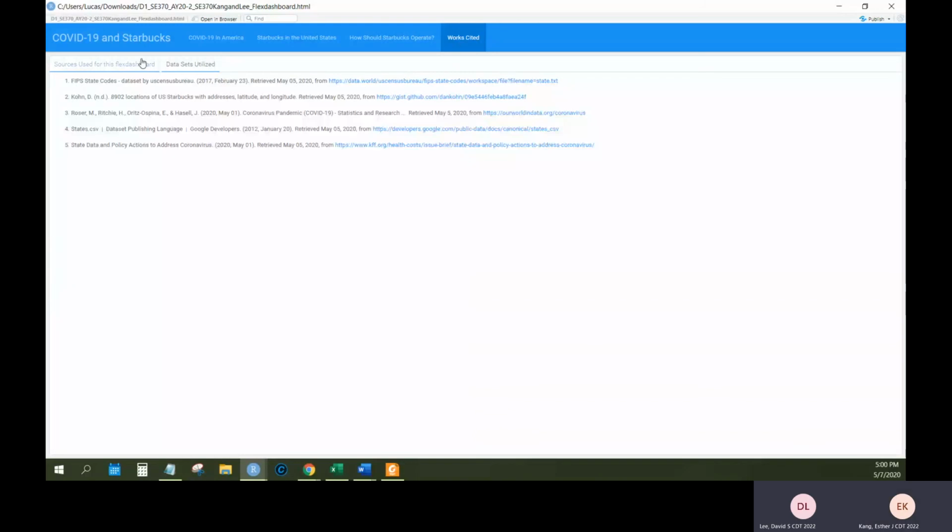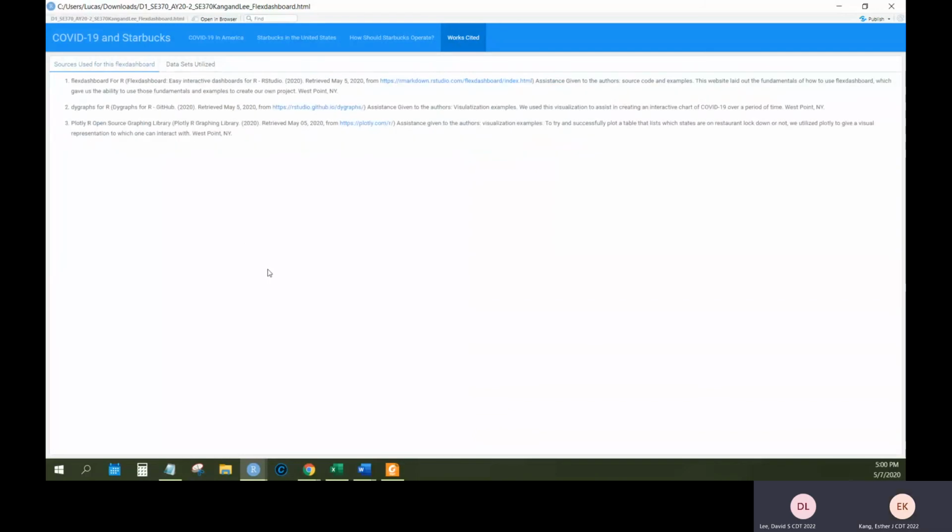This is our works cited page where we have both our data sets utilized as well as the sources used to help construct the Flex dashboard.